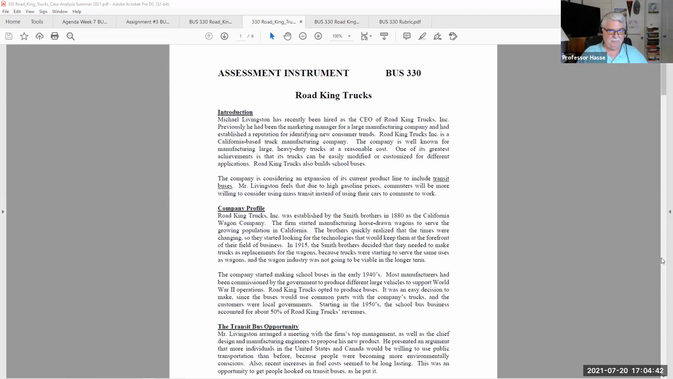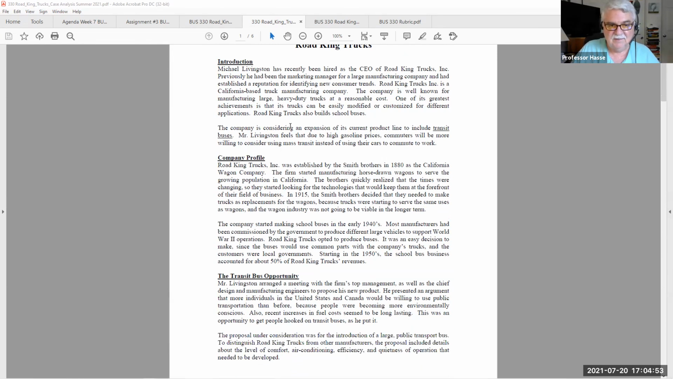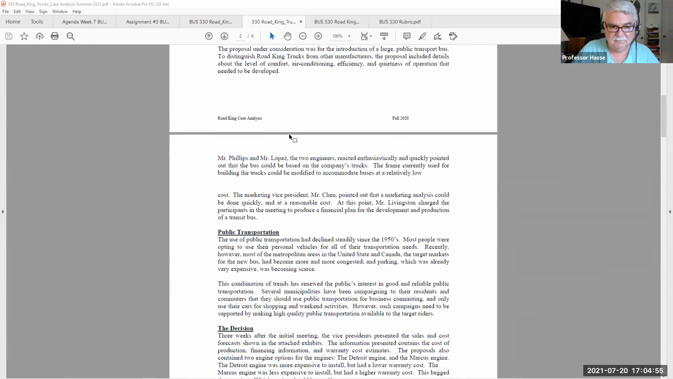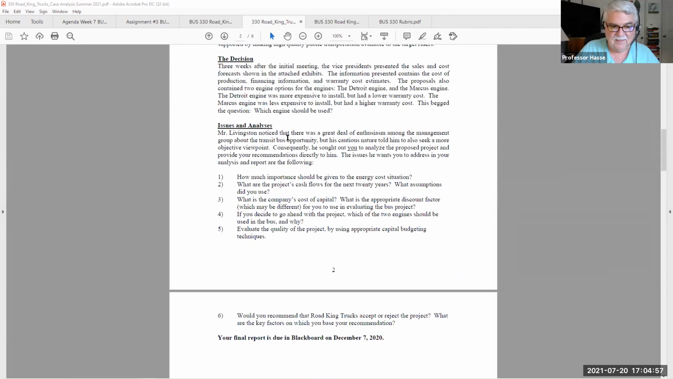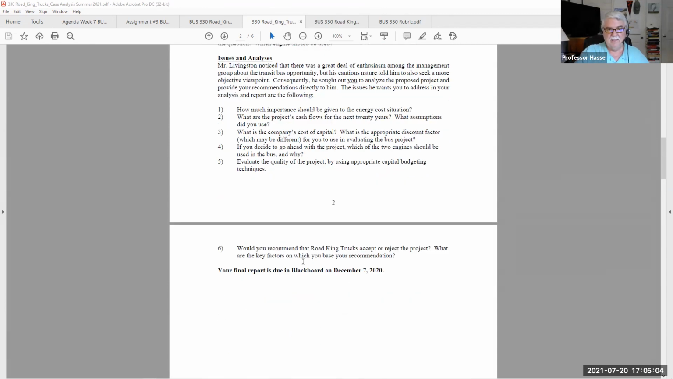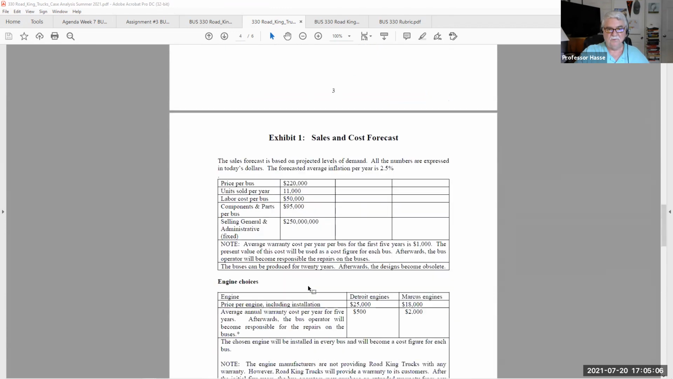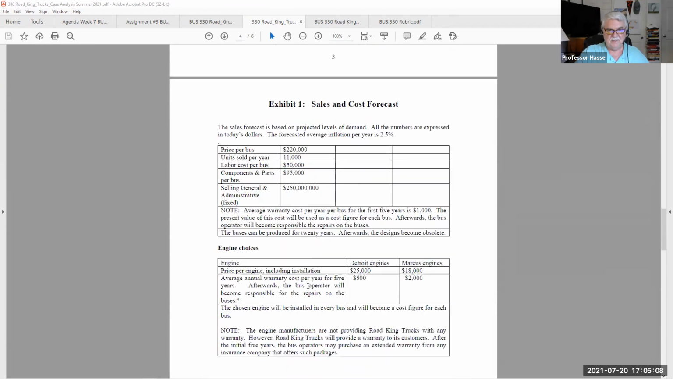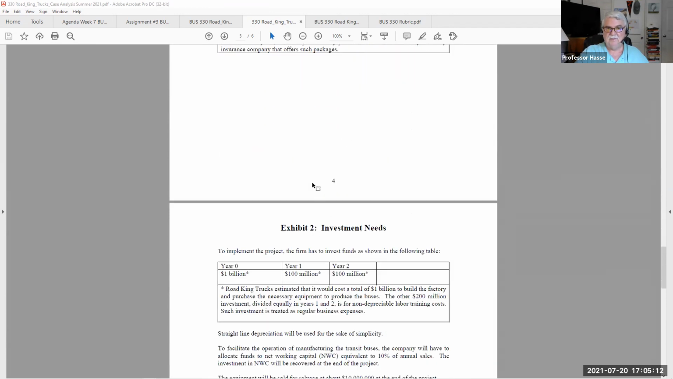Once you get to your capstone class, your last class in your business program, you'll be having to do the same thing. So again, here's the assessment instrument giving the details of the Road King's case. Here are the 6 questions you have to answer in your paper. Excuse this due date, that's incorrect. Here are the exhibits with all the various information you need for this case. Make sure you read them.